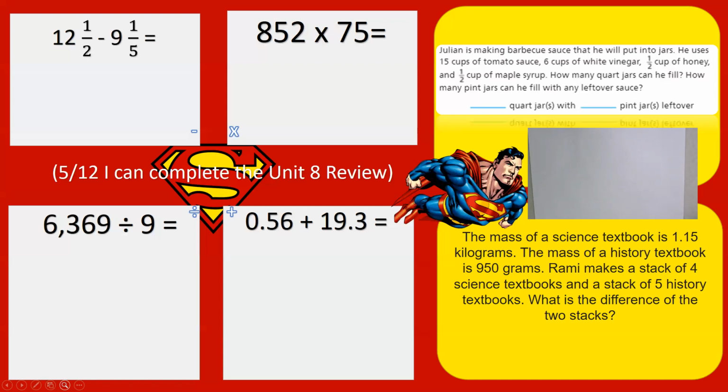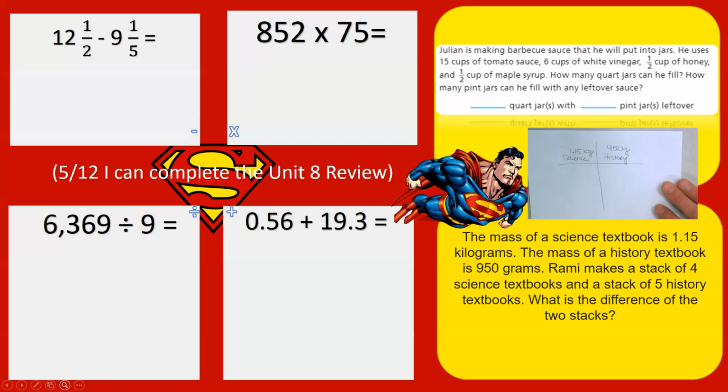And then the last one says the mass of a science book is 1.15 kilograms. The mass of the history book is 950 grams. Remy makes a stack of 4 science textbooks and a stack of 5 history textbooks. What's the difference in stacks? So we have 2 different kinds of textbooks. We have science and we have history. And what we know is we know that science is 1.15 kilograms. And we know the history book is 950 grams.